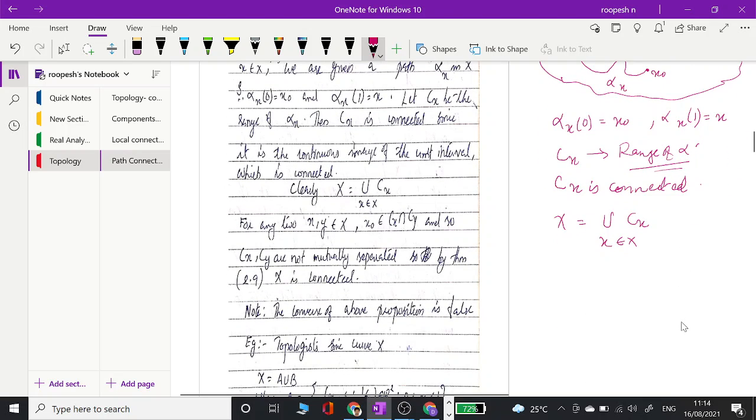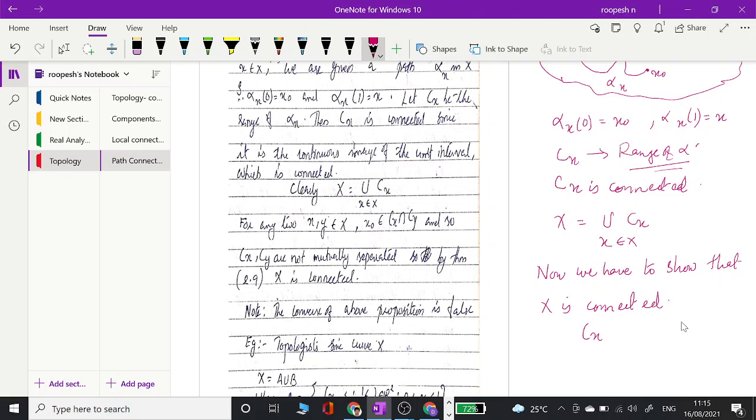Now we want to prove that this is connected, right? We assume that X is path connected. Now we have to show that X is connected. Previously we have studied one theorem: the union of connected sets is connected if they are not mutually separated, that means they should have non-empty intersection.